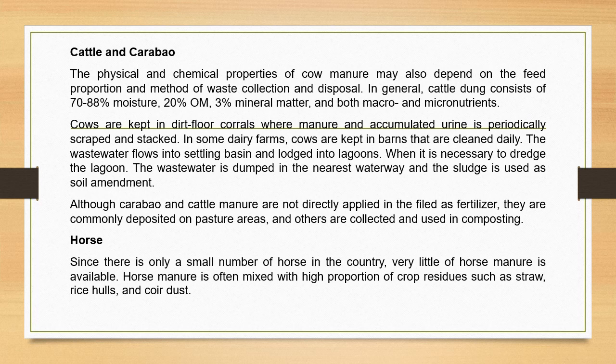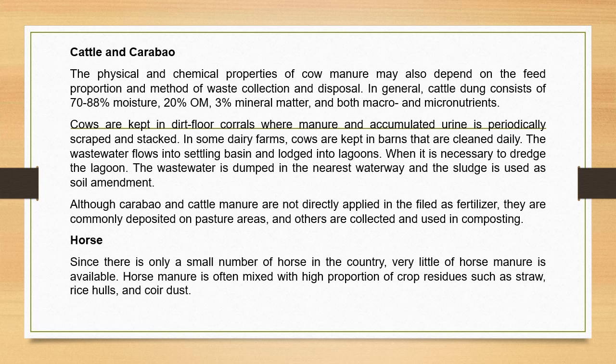Cattle and carabao. The physical and chemical properties of cow manure may also depend on the feed proportion and method of waste collection and disposal. In general, cattle dung consists of 70 to 88% moisture, 20% OM, 3% mineral matter, and both macro and micronutrients.